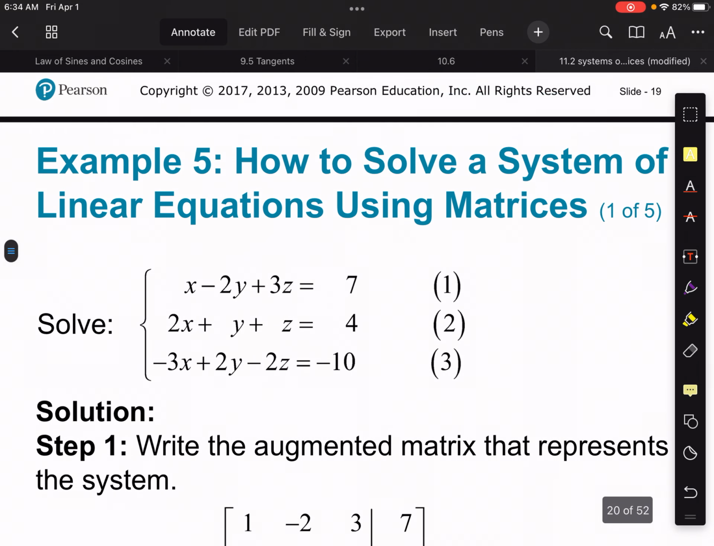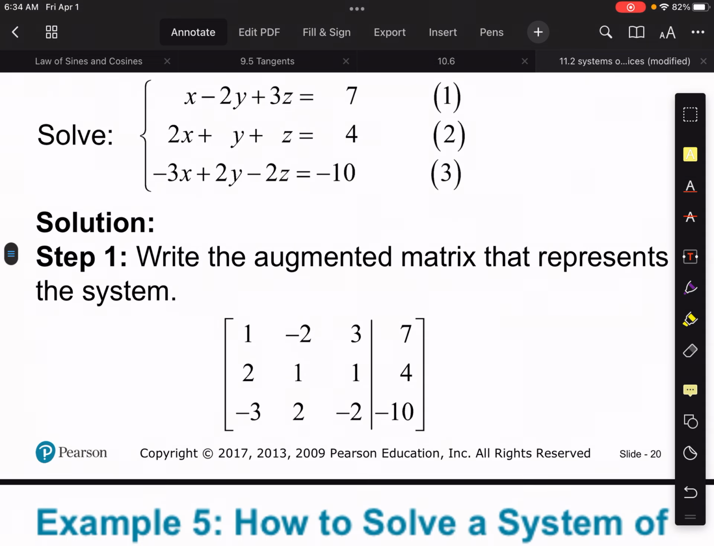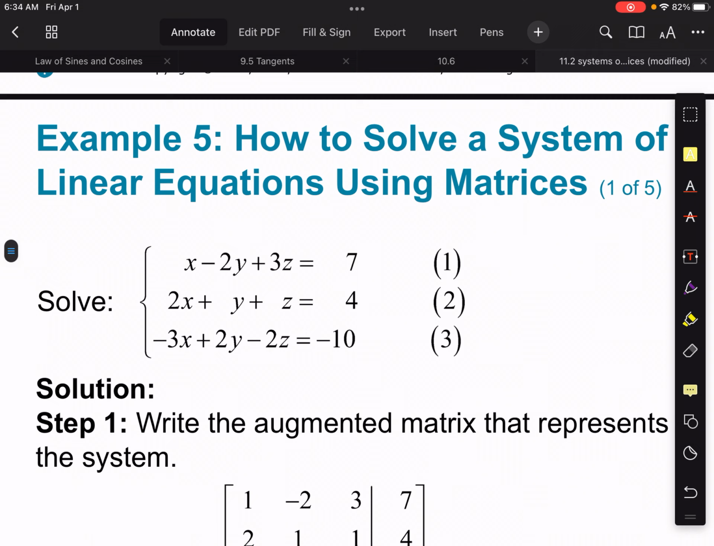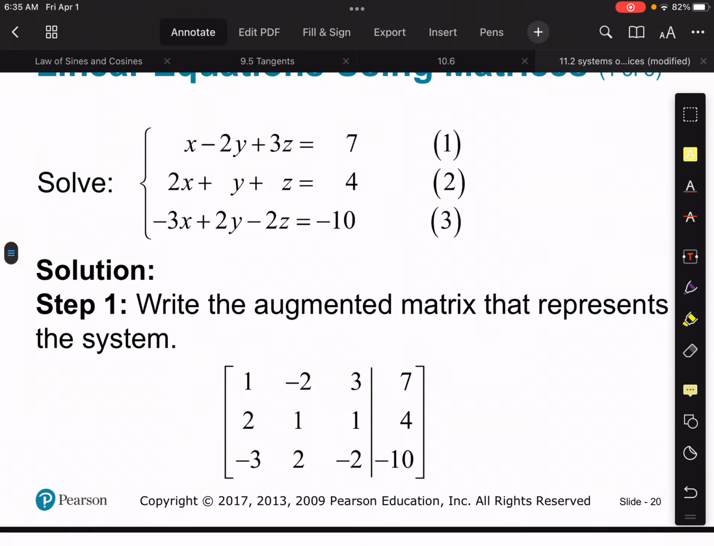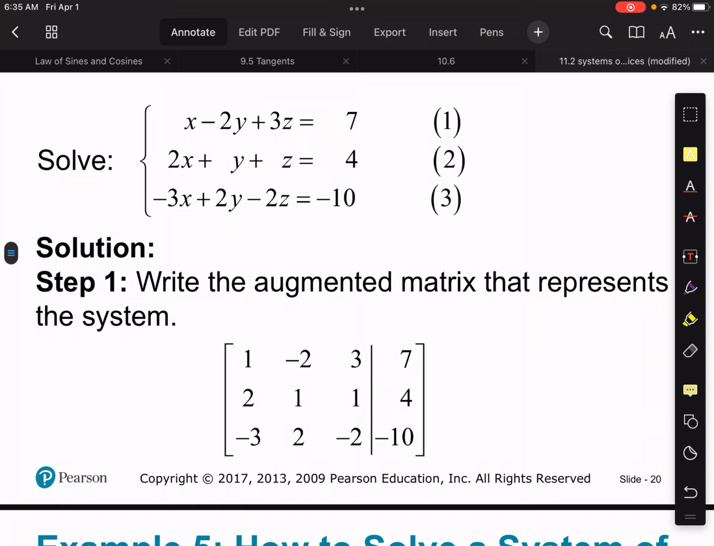All right. In this video, what I'm going to do is go over example 5 and example 6 from 11.2. So we have this system of equations here, and then we're asked to solve it using matrices. So what we're going to do is first put that into a matrix. The augmented matrix that represents this situation is shown here.